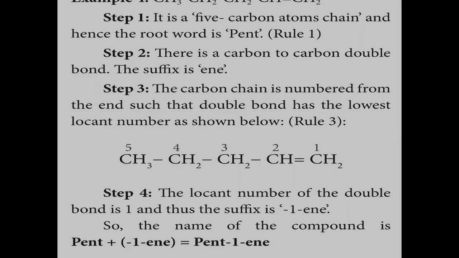So it has a double bond. Double bond suffix word is ENE. After pent, ENE. So the IUPAC naming of organic compounds, rule number 3. What is this rule number 3? In case of alkenes and alkynes, locate the double bond or triple bond and use its located number followed by a dash and a primary suffix.